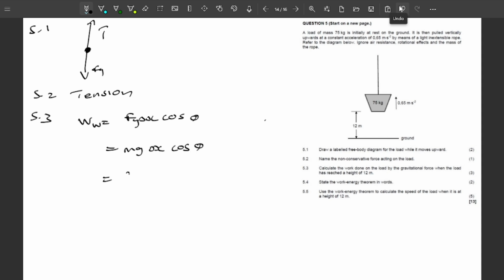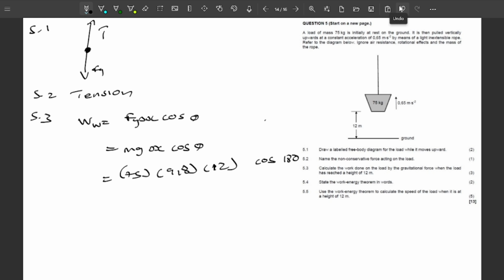And then now the mass is going to be 75, 9.8, and the change in x is going to be 12. And then the cos of what? 180. Now, here's the reason why. Fg, we take it as a force which prevents motion in this case. You're trying to pull something up, but there's something that's pulling it down. That's why we say it's 180.